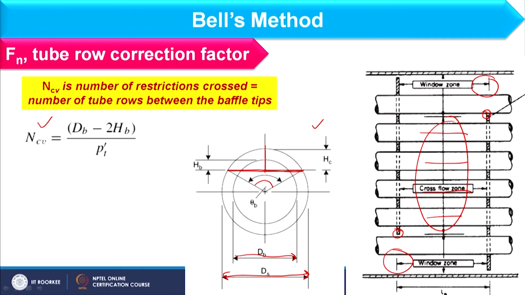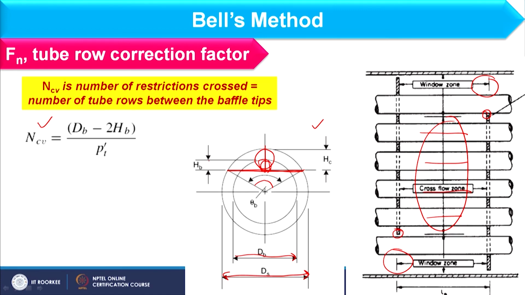HB is basically the section of bundle which is available in window zone. This will be the window zone, right. So, HB is basically this length of diameter which is beyond baffle cut.